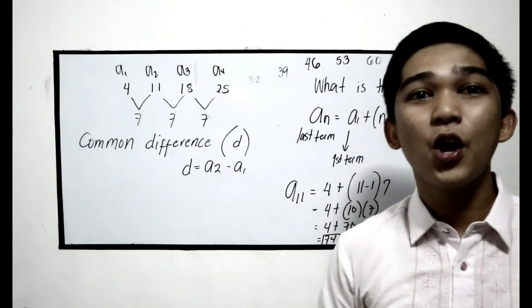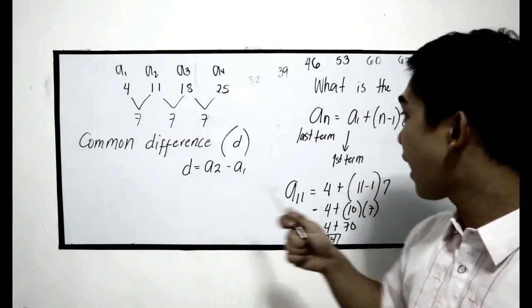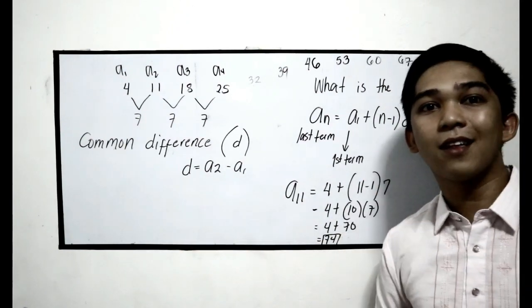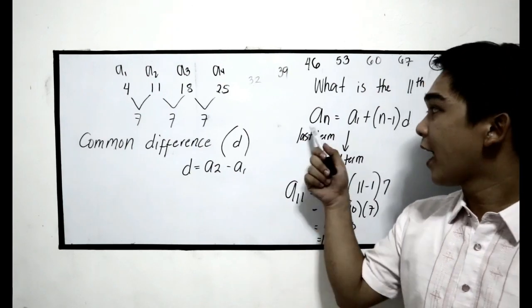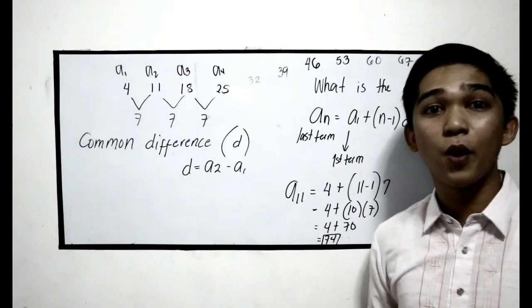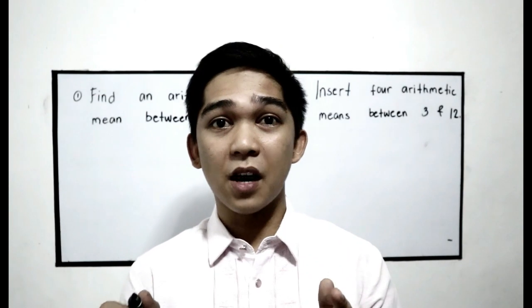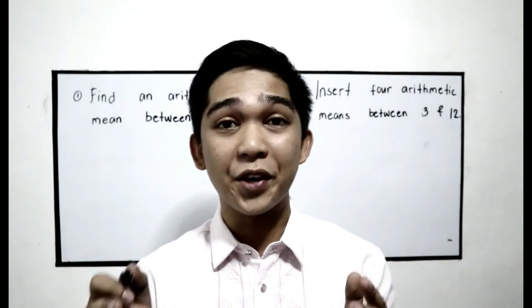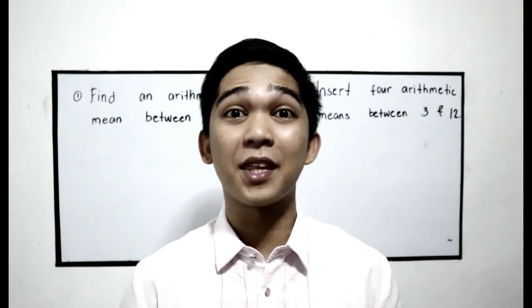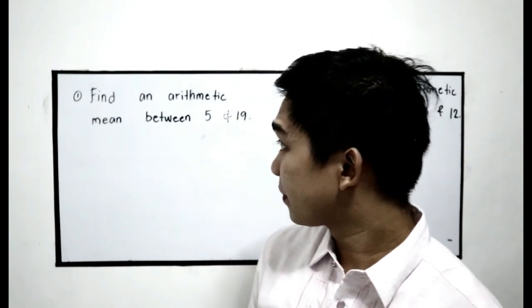So we now have two different formulas: the common difference and the nth term formula, an is equal to a1 plus n minus 1 times the common difference. That is arithmetic sequence. And now let us proceed to arithmetic means. Arithmetic means are found between the two extremes in our arithmetic sequence. Let's try to solve example number 1.